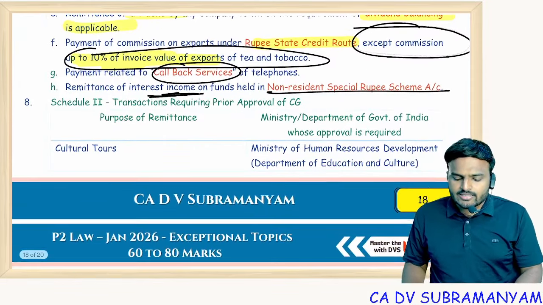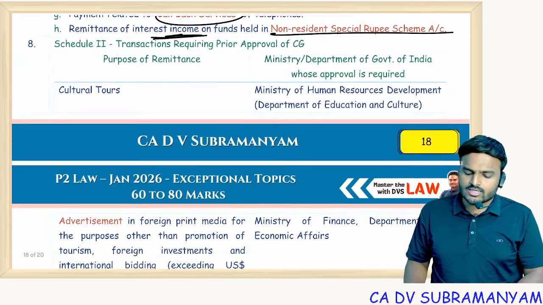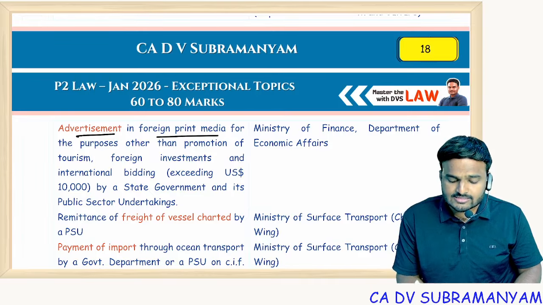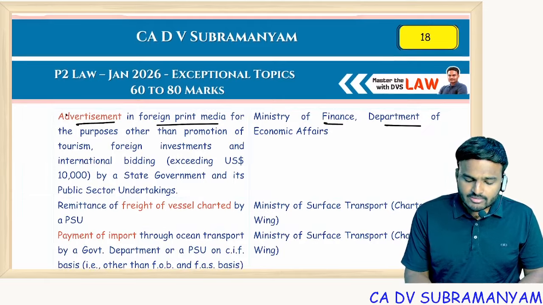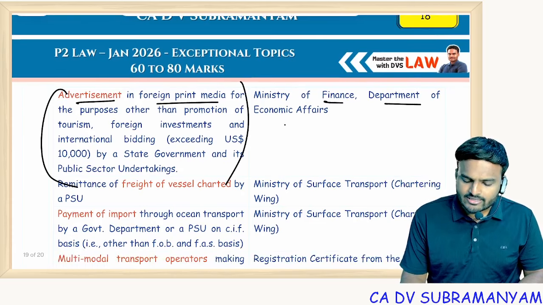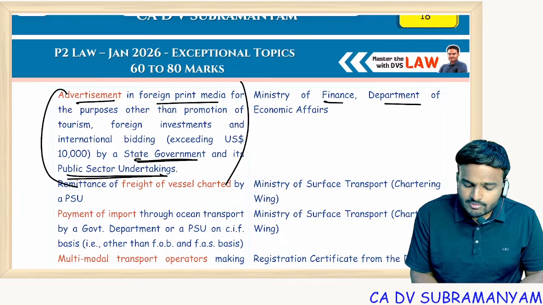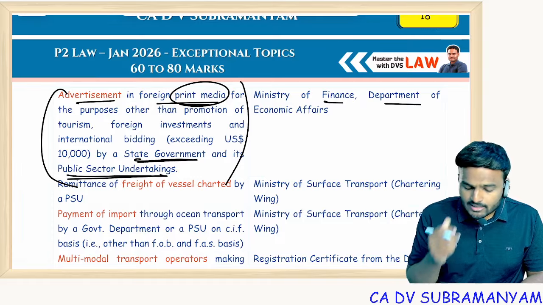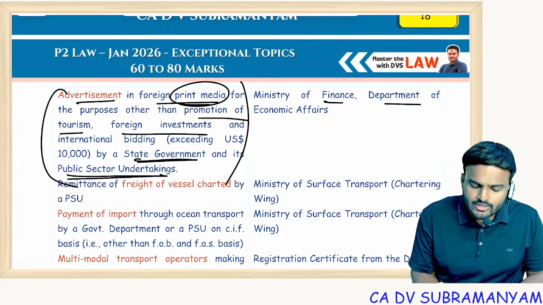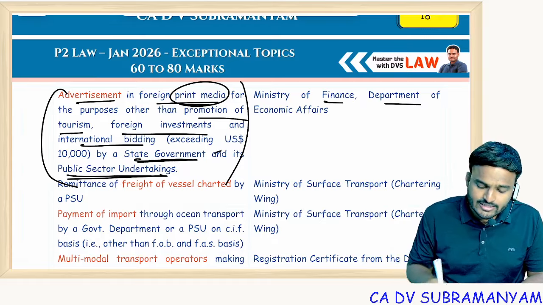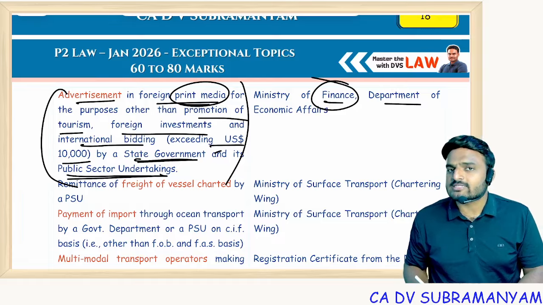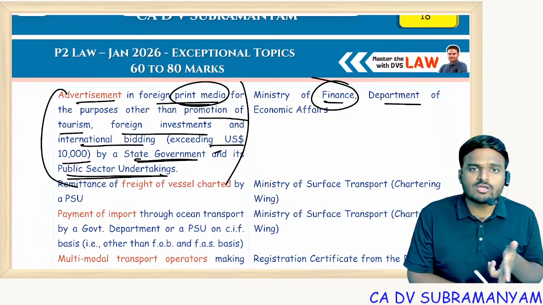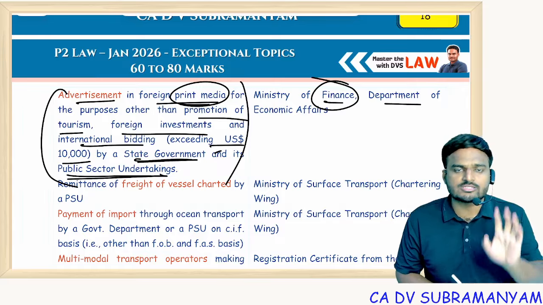Next one, current account transactions where prior approval of the Central Government is required. Cultural tours, Ministry of Human Resource Development. Advertisements, Ministry of Finance Department. Many students interpret this wrongly. Advertisement by state government or public sector undertakings in print media for purposes other than promotion of tourism, foreign investments and international bidding, exceeding $10,000, Ministry of Finance permission is required.